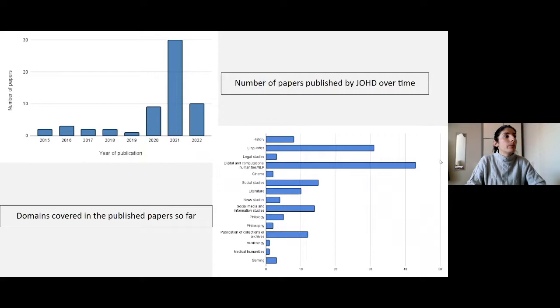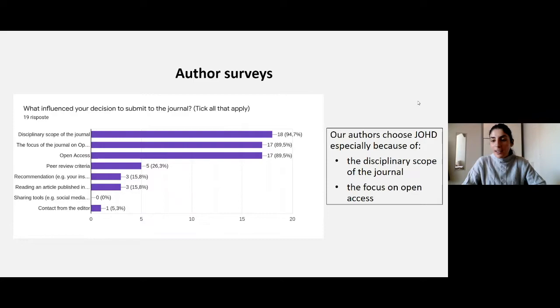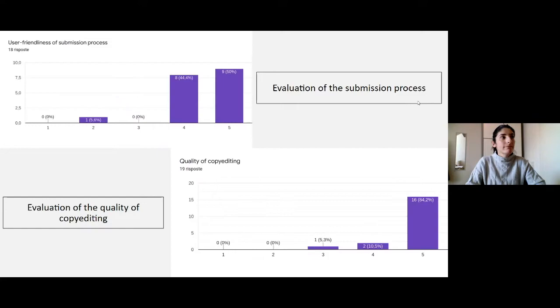So as we were interested in making the publication process as comfortable as possible for the authors, we also asked them to fill out some forms in order to have some idea on why they choose JoD, and how the publication process feels from the author's point of view. So we have some surveys. In the first one, we ask what was the main reason for which the authors decided to submit to the journal, and it's encouraging to know that it's mainly the disciplinary scope of the journal and its focus on open access that triggered the decision of publishing with JoD. And we're also quite happy to know that the submission process and the quality of copy editing has been appreciated in most cases.